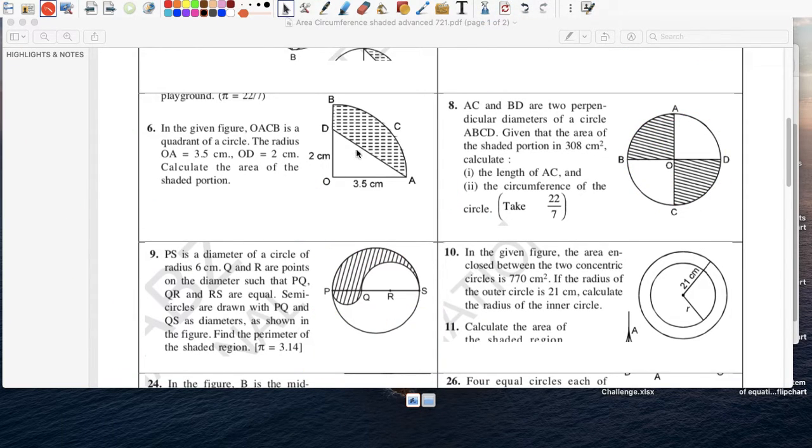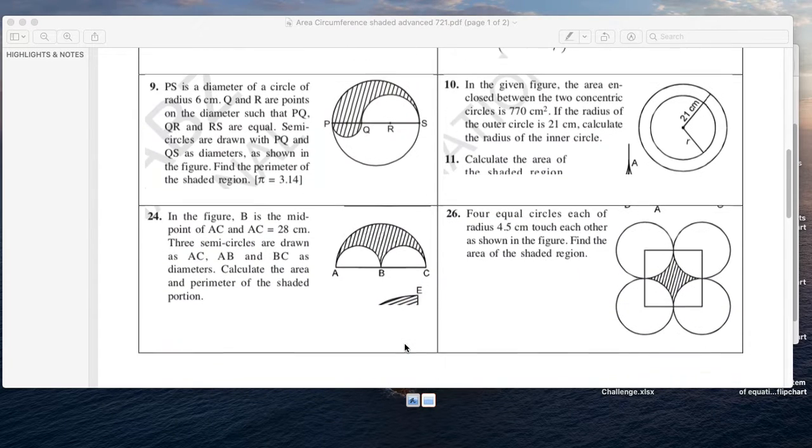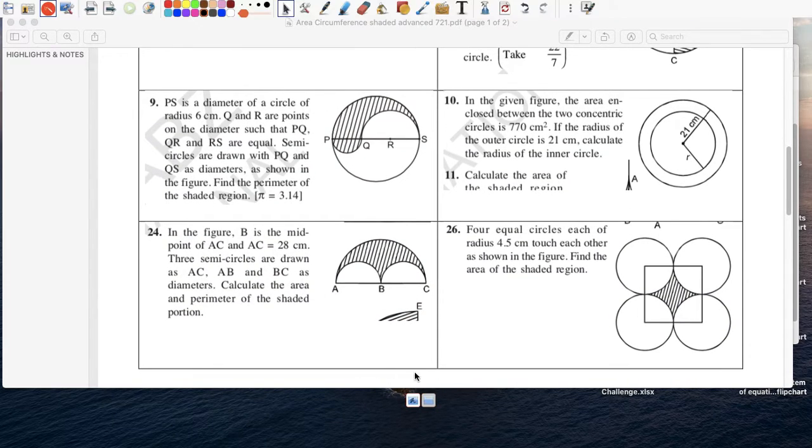9. So again, really not difficult. So what do we want here? PS is the diameter of a circle of radius 6. Points Q and R are on the diameter such that PQ, so we have 3 sections here, PQ, this section, and this section, they're all equal to each other. Semicircles are drawn as shown in the figure. Find the perimeter of the shaded region.